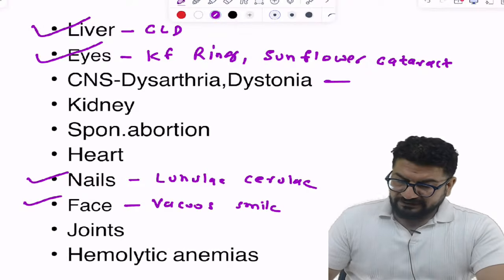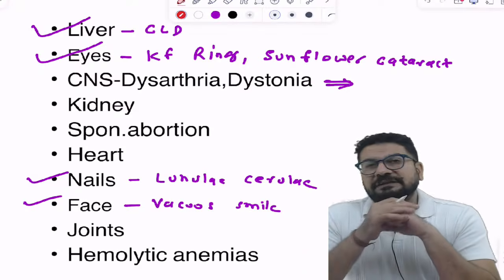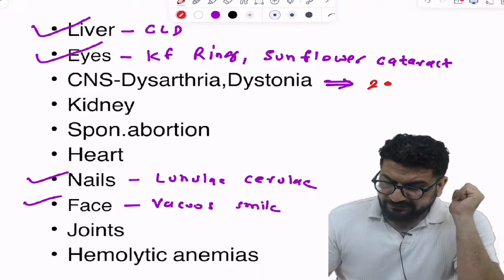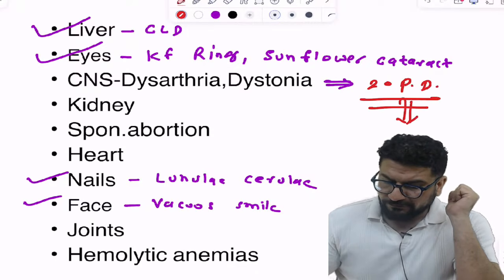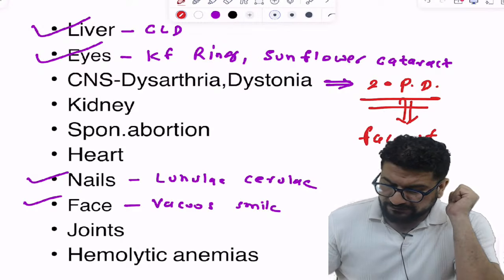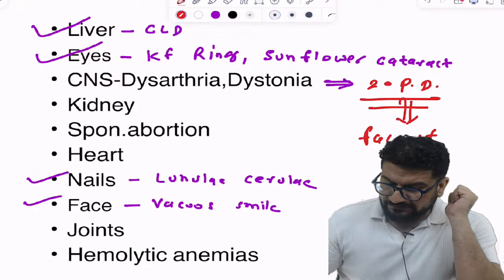But very important in the CNS, they ask you that the patient can develop deposition of copper in the basal ganglia, so the patient will get secondary Parkinson disease. And in this, when you do an MRI, you will find the face of the giant panda sign. You will get the face of the giant panda sign.